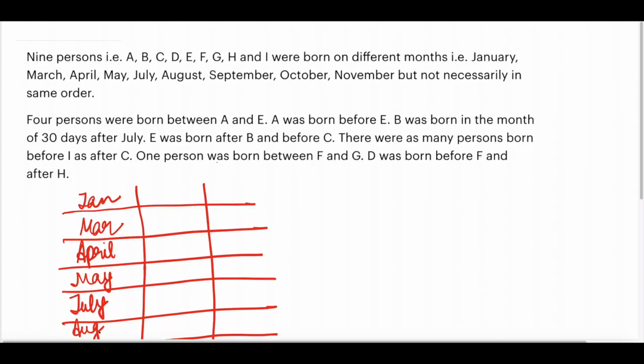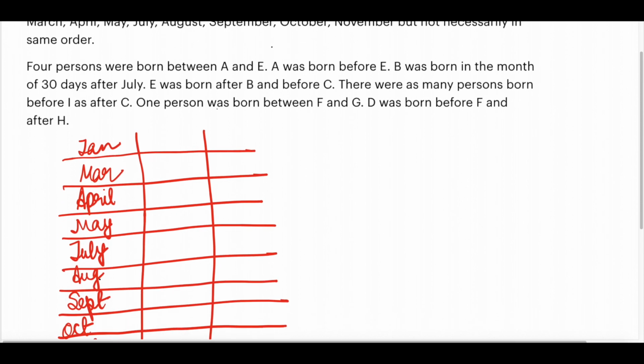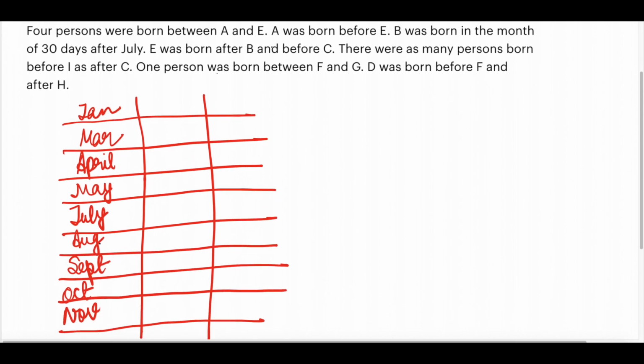Okay, so this is your first question. 9 persons A, B, C, D, E, F, G, H and I were born in different months. Okay, then the months are given. Okay, so this is a month based question. So the base will be the months. 4 persons were born between A and F. So from here the condition starts.